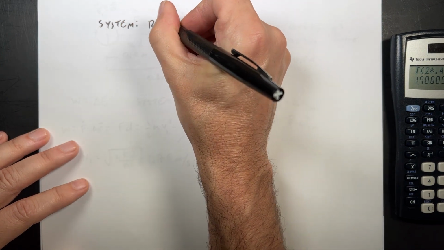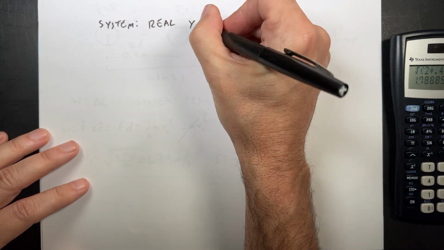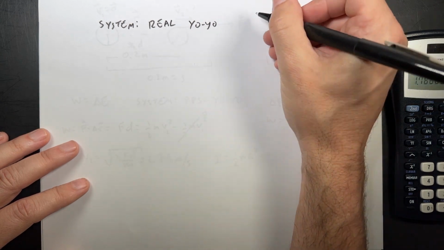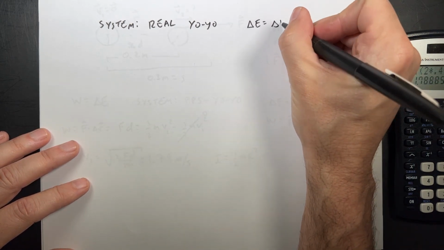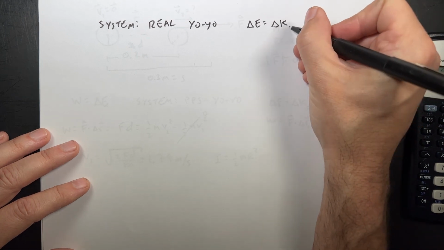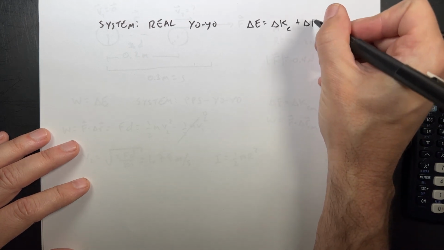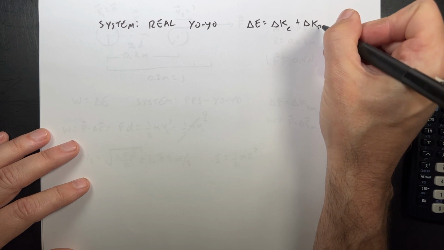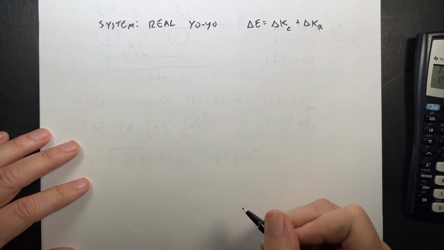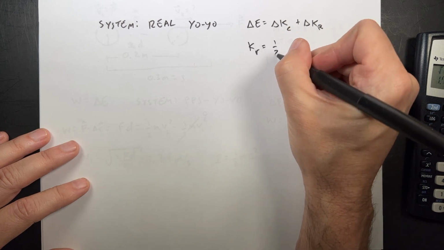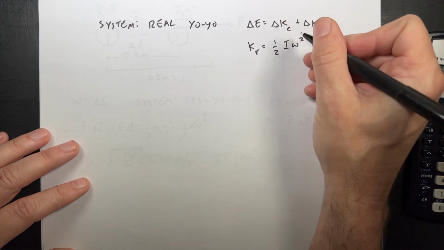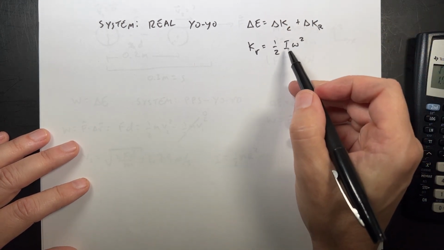of the real system of the yo-yo, in this case, I can have the change in energy is going to be the change in kinetic energy of the center of mass plus the change in rotational kinetic energy. I should call that lowercase r. And so rotational kinetic energy is 1/2 I omega squared. So that's what I want to find.